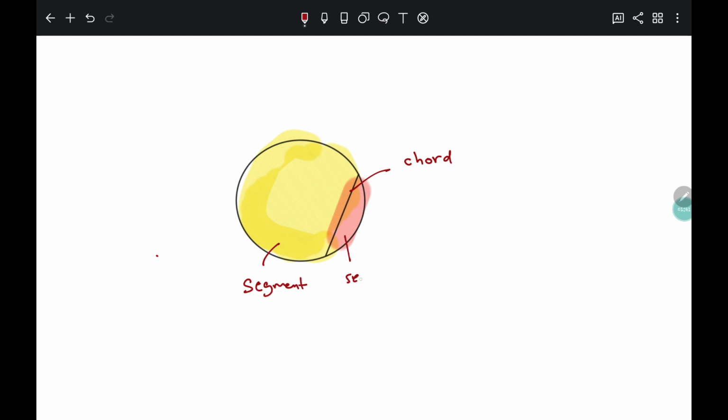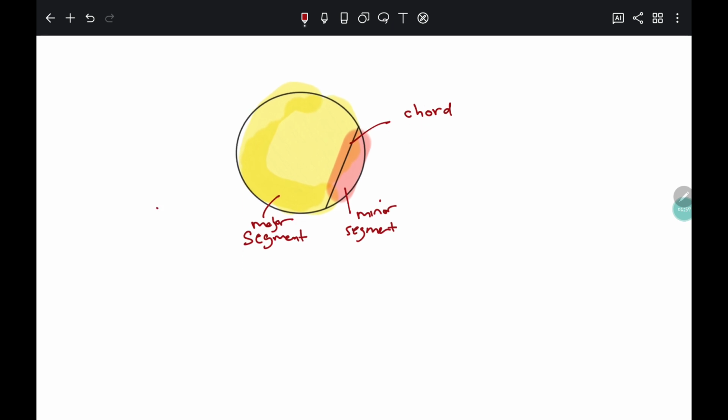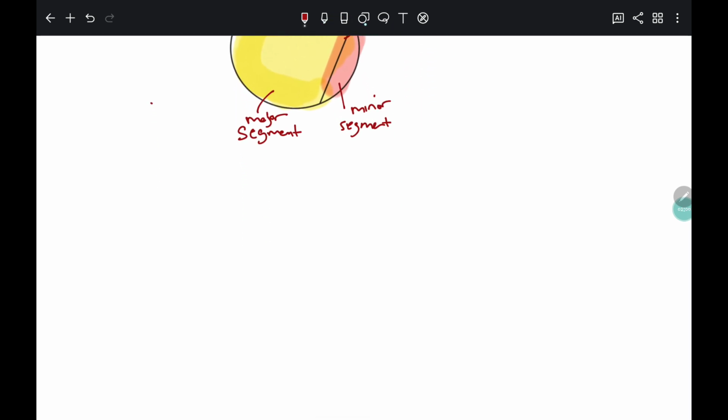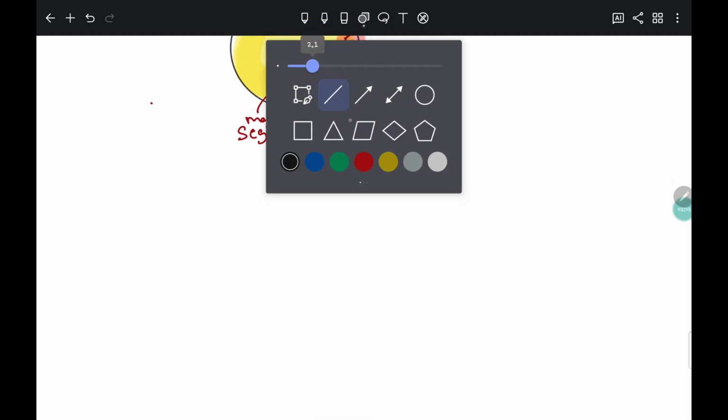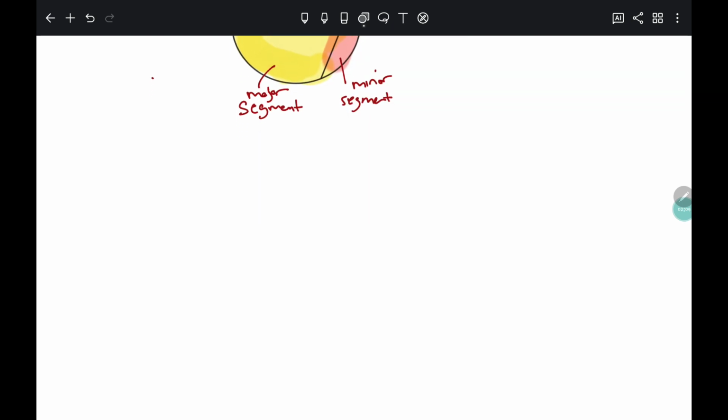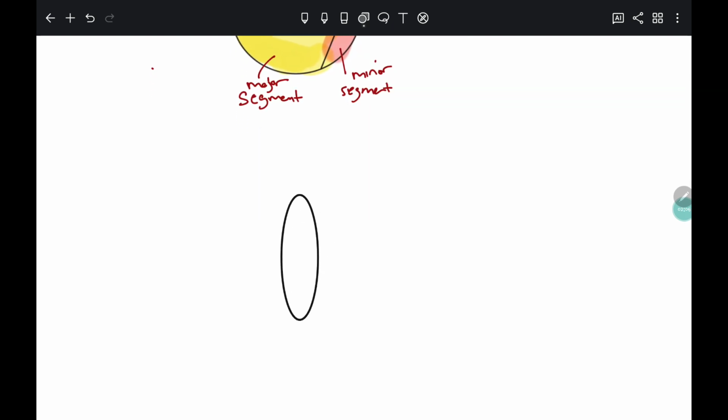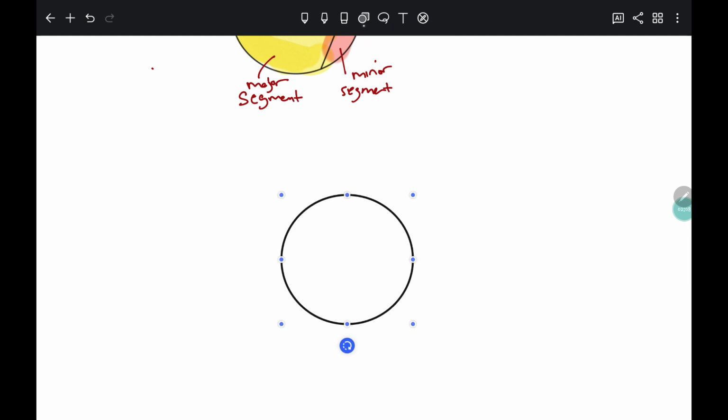We can't call both of them segment, it would be confusing. So we notice that the yellow portion is bigger, so we call it the major segment, and the smaller one the minor segment. Now, with that in mind, I am going to introduce you to the next property.